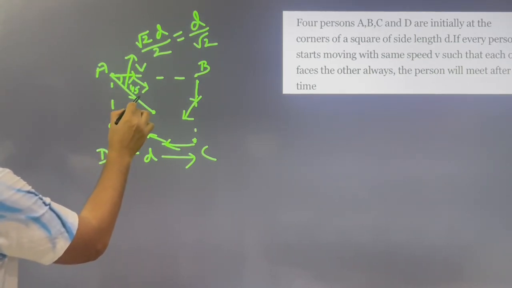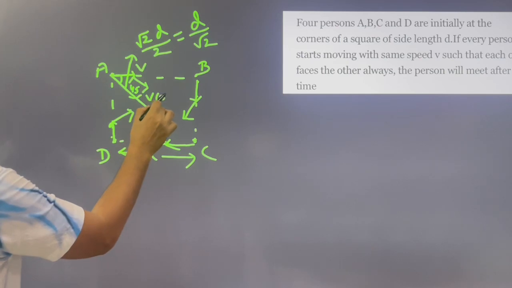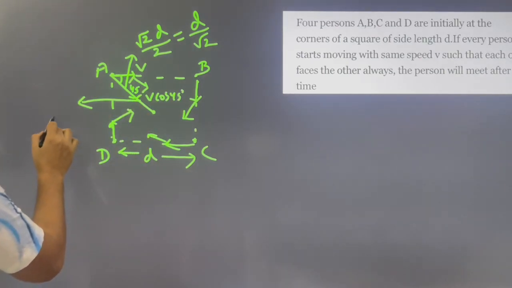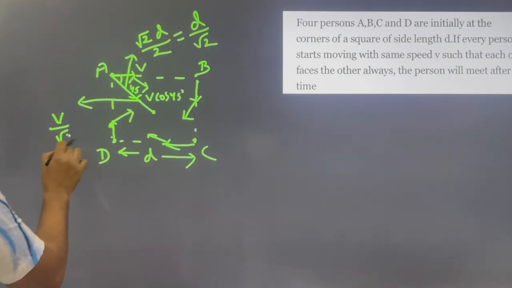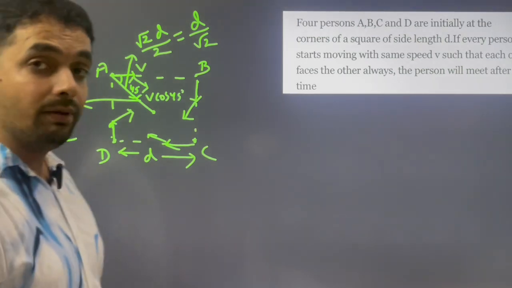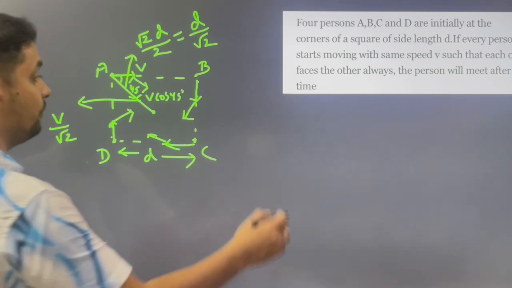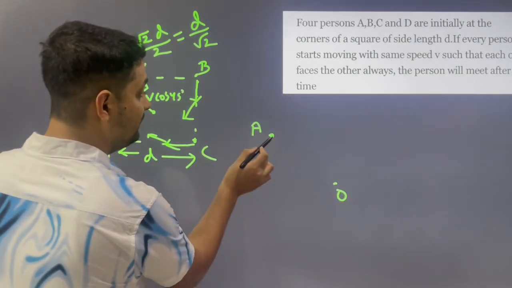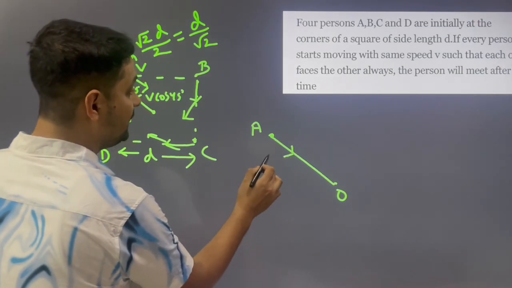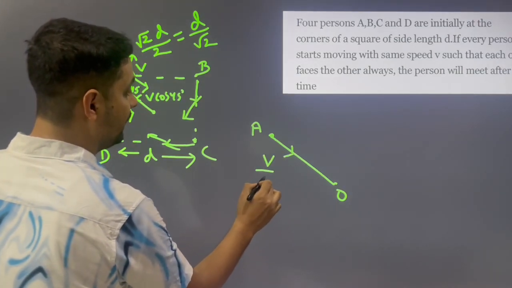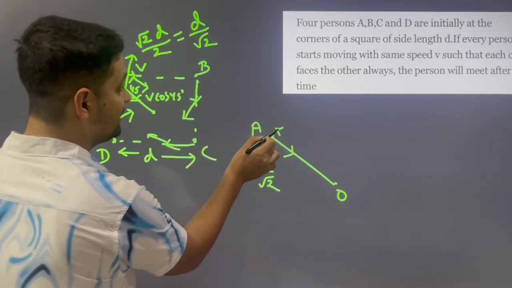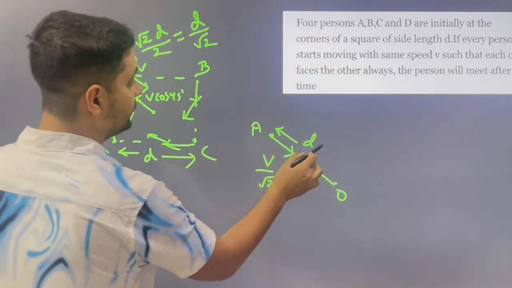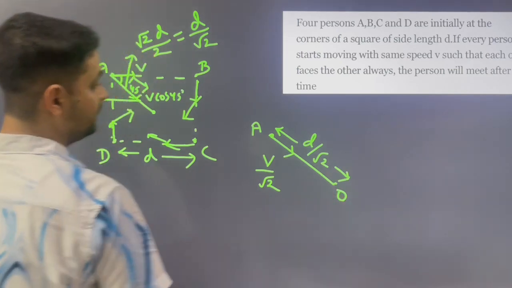What is the component along the diagonal? v cos 45. So this value v cos 45 we can write as v by root 2, because the value of cos 45 degrees is 1 by root 2. Now we will just draw the point A and the center point O. So in this direction, the speed component is v by root 2, and the distance covered in this direction is d by root 2. Correct?